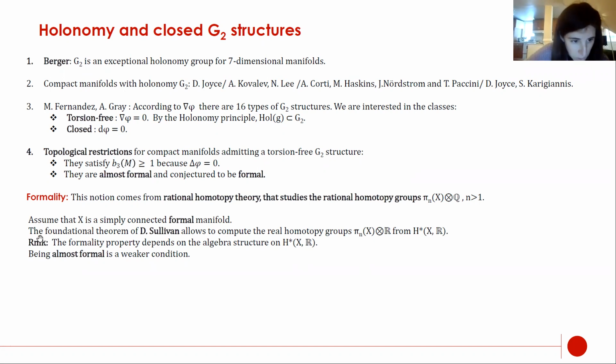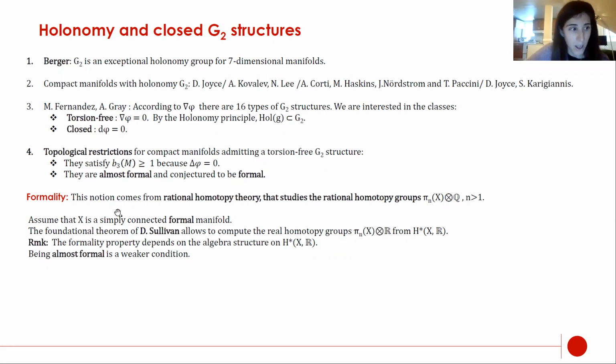And I should also mention that the formality property depends not only on the cohomology as a vector space, but also on the algebra structure of the algebra that is induced by the wedge product.